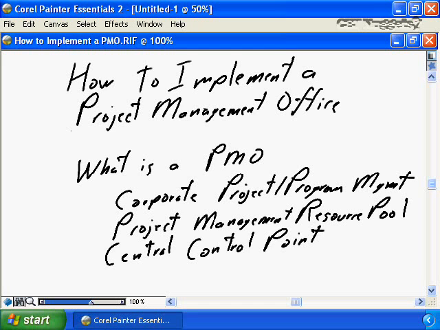This nugget is focused on how to implement a PMO, a project management office. Before we get focused on implementing the PMO, first we need to understand what a PMO is. A PMO is an organizational unit that's focused on project management.